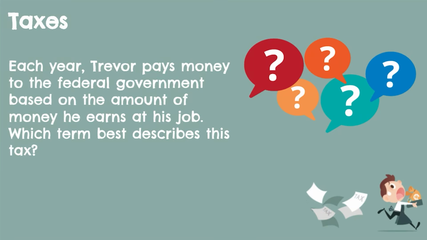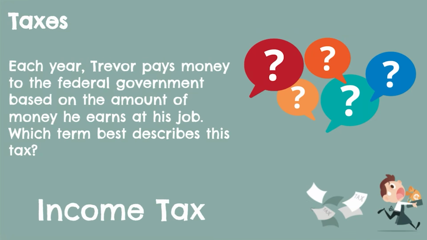So here we go. Each year, Trevor pays money to the federal government based on the amount of money he earns at his job. Which term best describes this tax? So what do you think? Which one of those is this? If Trevor pays money to the federal government, like the United States, based on the amount of money he earns at his job, which one is it? And this is each year, so every year he does this. Right. It is income tax because it's once a year and he is paying it himself.